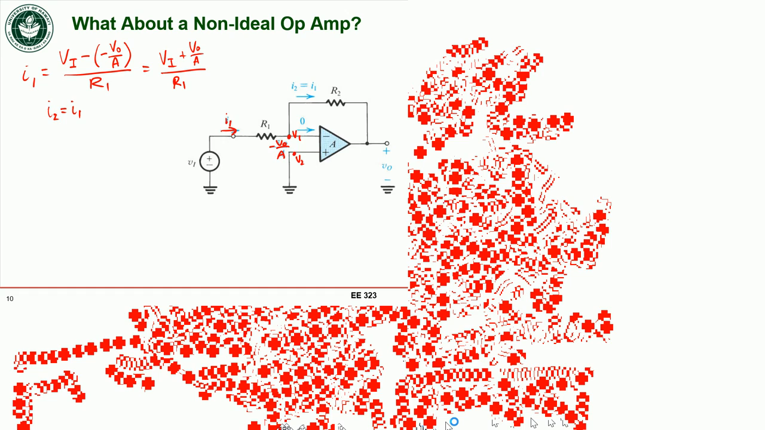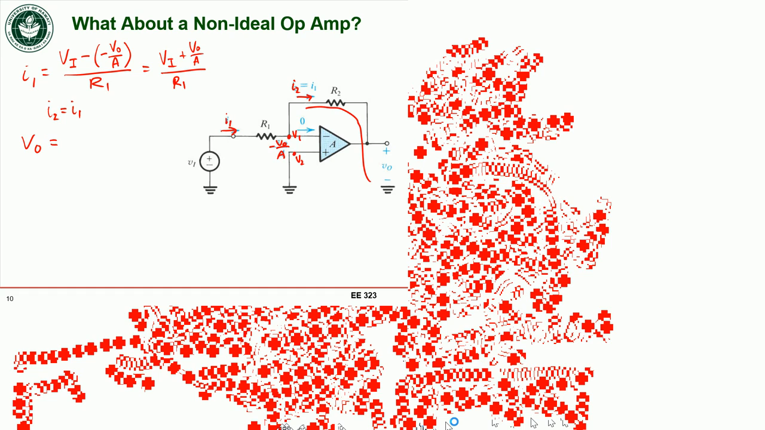By KCL at the node with V1, we know that I2 is equal to I1, just like we did before. What we did before was we wrote an equation for I2, but this time let's just write an equation for V0 instead. Almost the same thing. How are we going to do that? We can just do a KVL around this loop.